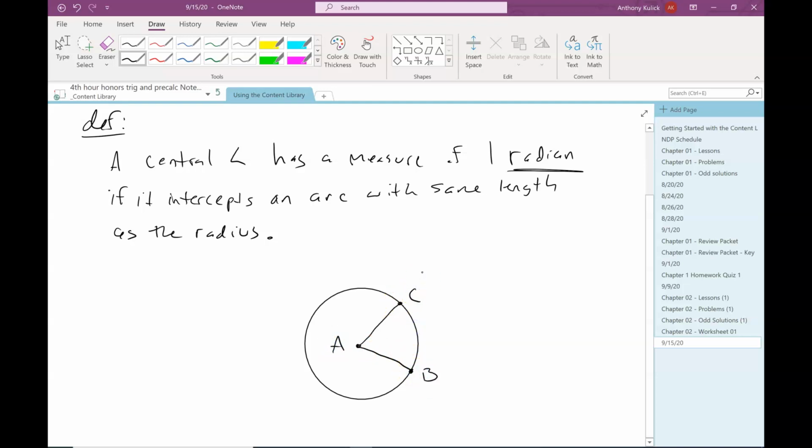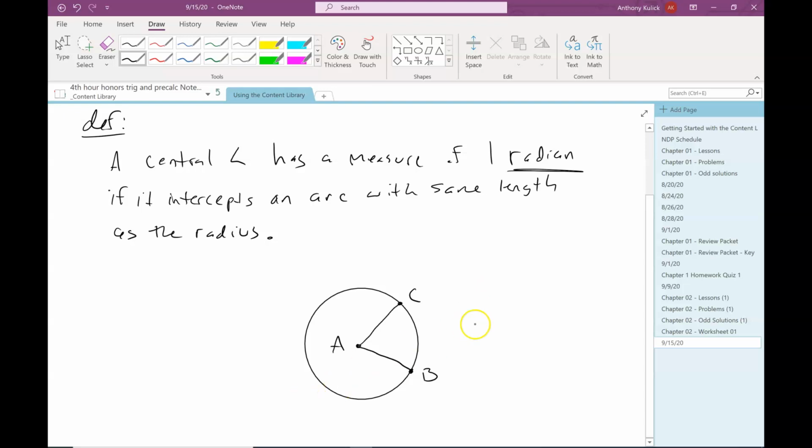So for example, here the angle CAB is a central angle. And it says intercepts an arc. An arc is just a fraction of a circle. So right here our arc is CB. And we can see that the angle CAB intercepts that arc. Everybody's okay with that? We say intercepts when both parts of it hit it.